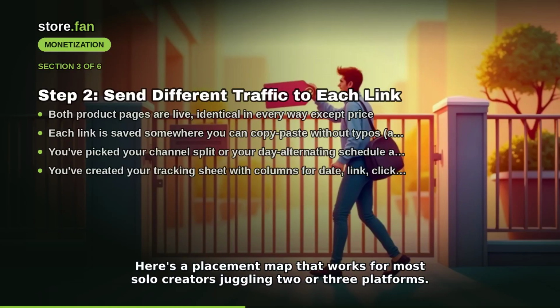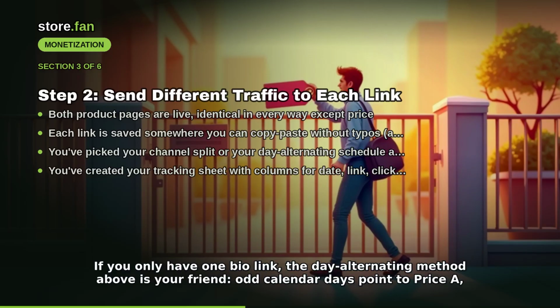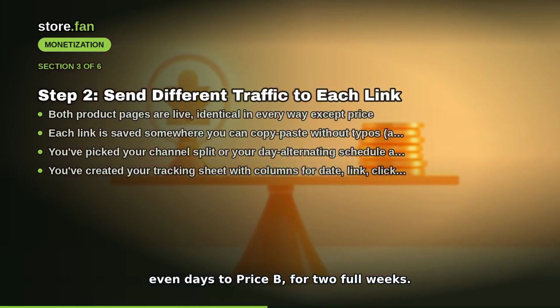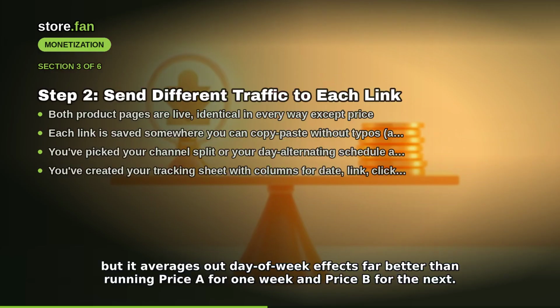Here's a placement map that works for most solo creators juggling 2 or 3 platforms. If you only have 1 bio link, the day alternating method above is your friend. Odd calendar days point to price A, even days to price B for 2 full weeks. It's not as clean as a true split, but it averages out day-of-week effects far better than running price A for 1 week and price B for the next.